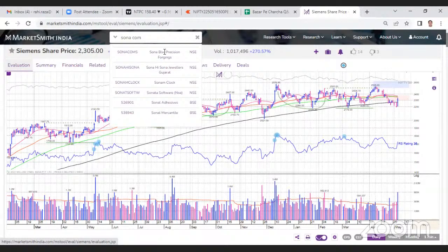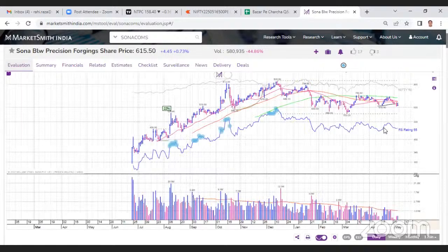Now next is Sona Comstar. It is holding about the 200 days exponential moving average. Even today it touched the 200 exponential moving average, and it has taken support around it almost 4-5 times. That 200 exponential moving average is currently placed around 610.